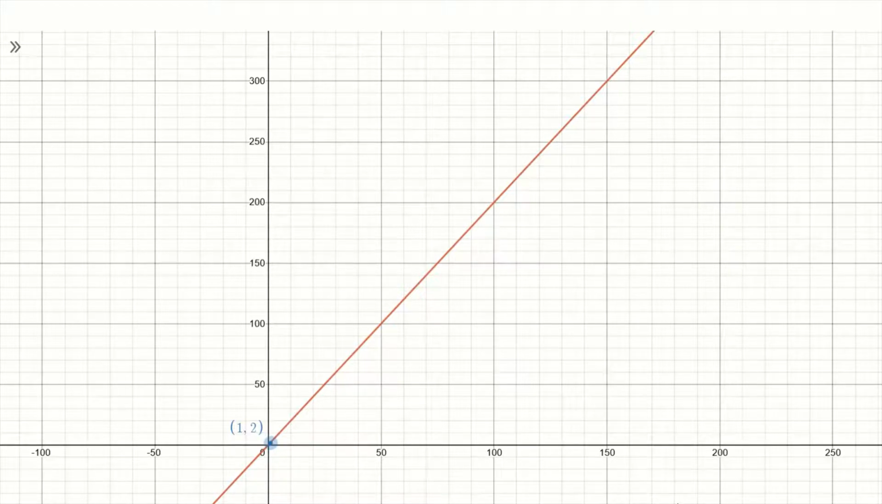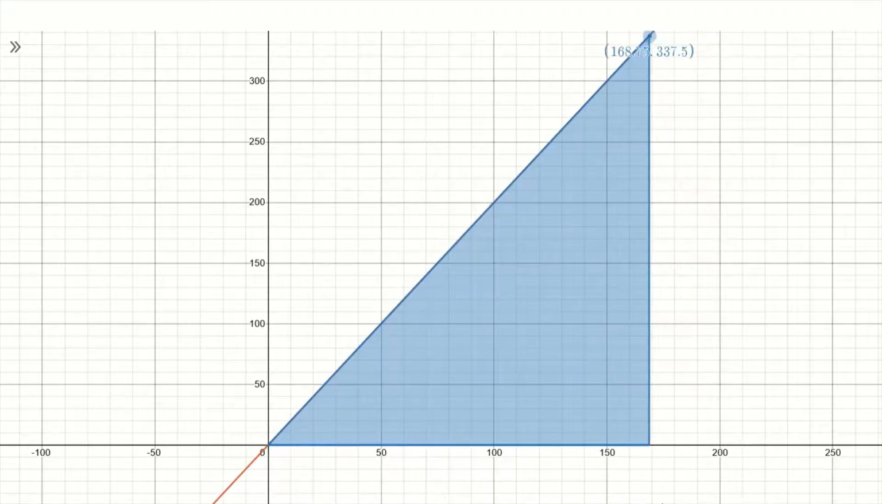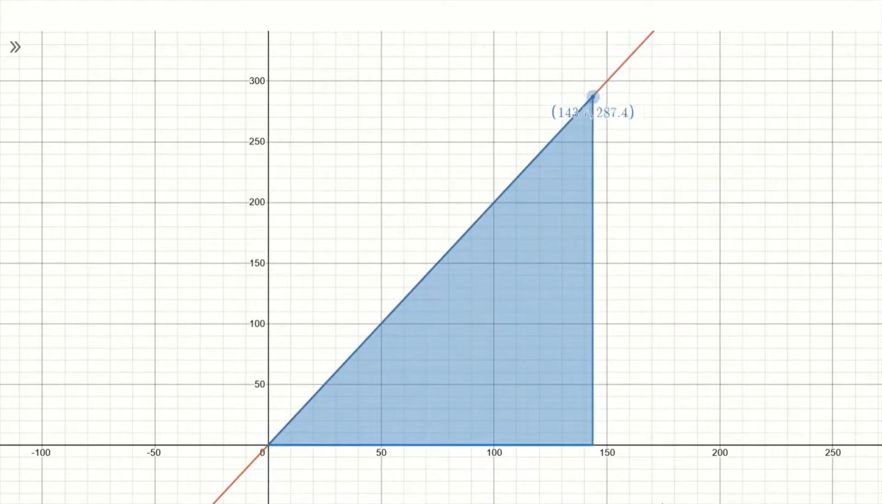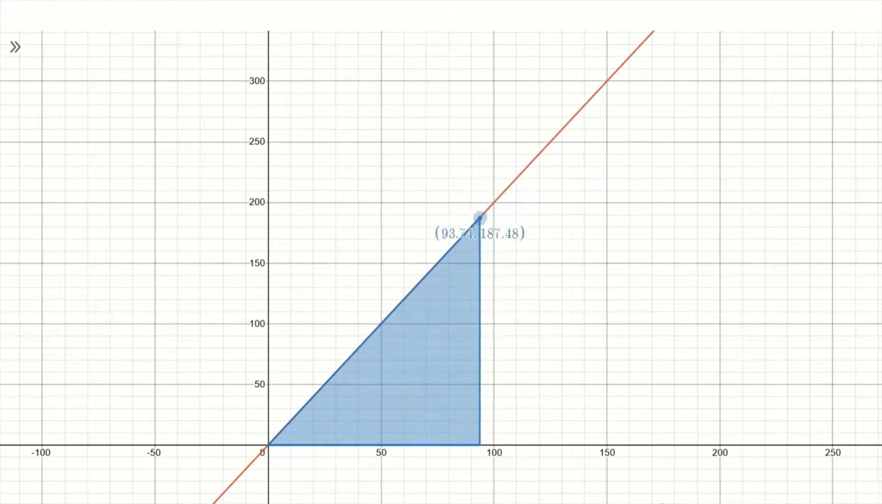Y over x remains 2 no matter what point you are looking at on the curve. But y minus x, the difference between the coordinates, is decreasing as the point moves closer and closer to the origin. Now this raises a question. What does the triangle formed by the y and the x coordinates of the point and the curve of the function y equals 2x begin to look like as the point approaches the origin?